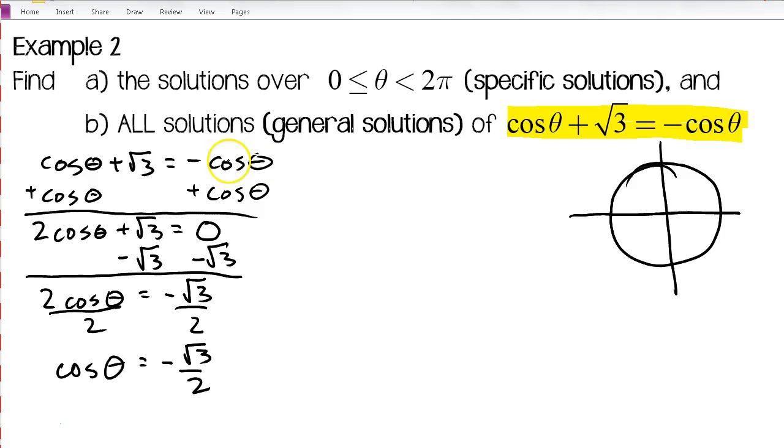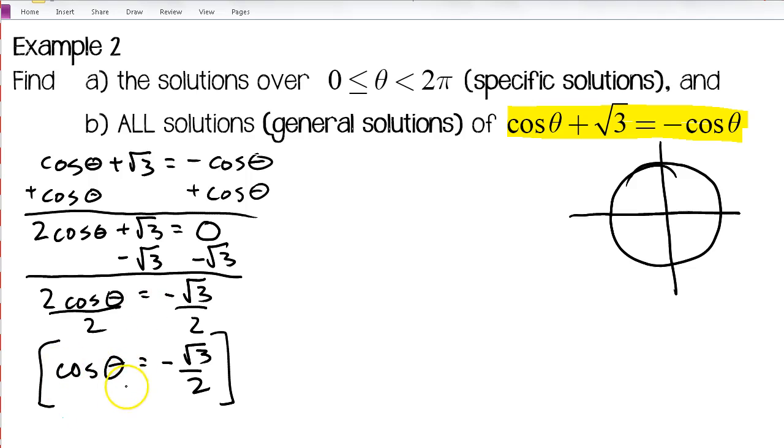So there's a couple different ways you could do the algebra to get down to our final solution here, cosine theta equals negative root 3 over 2. But whichever method you use, you do want to get down to this equation here at the end. So the way I did it, as you can see, is I added cosine theta to both sides, then I subtracted root 3 from both sides, and then I divided both sides by 2. And we've isolated my trig function.